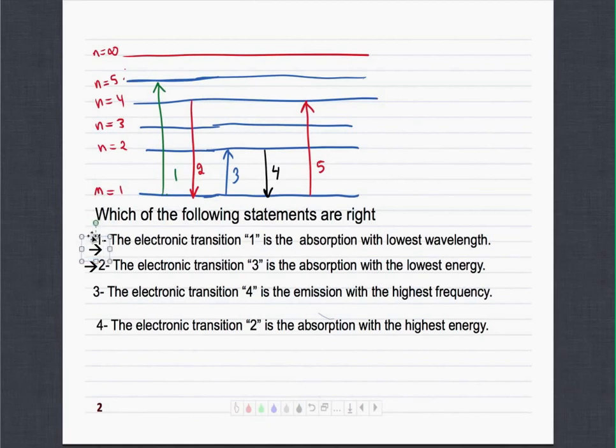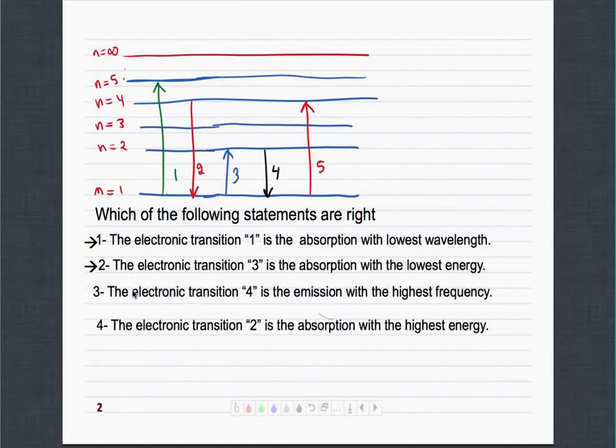The electronic transition 3 is the absorption. Yes, it is absorption because we're going from a lower energy level to a higher one with the lowest energy. So comparing 1, 3, and 5, which are the three absorptions, yes, it is the absorption with the lowest energy. So 2 is right also. So 1 and 2 till now are right.